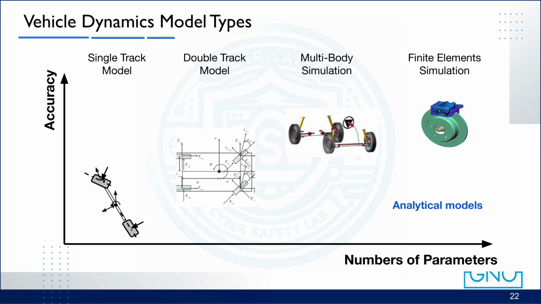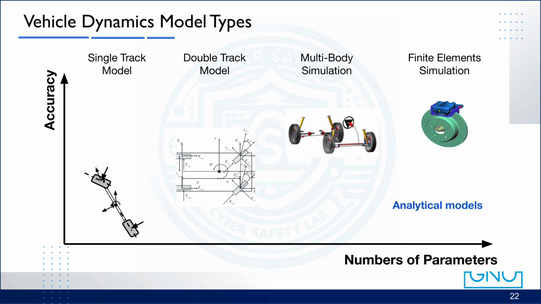Next, the double-track model adds left and right wheel dynamics separately. This gives better precision, especially when the car is turning or braking unevenly. After that, we have multi-body simulations, which include detailed suspension, steering, and drivetrain components. Finally, at the highest level of detail, we reach finite element simulations, which model the physical deformation of individual parts, for example, the chassis or tire contact patch.